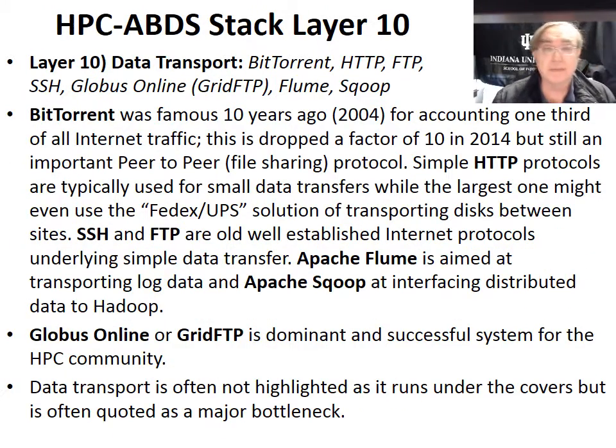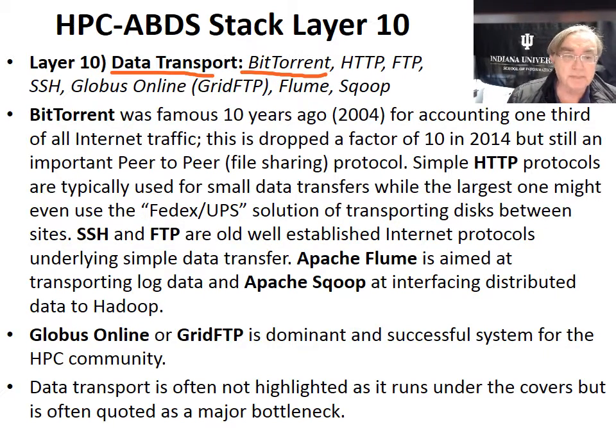Layer 10, where we have data transport. And there's not so many entries here, so it's actually a little surprising. We have the most famous or infamous, BitTorrent. It used to be around a third of the internet traffic 10 years ago. It's now a few percent, 3 to 4%, but still non-trivial, of course, given the many candidates to use the internet.